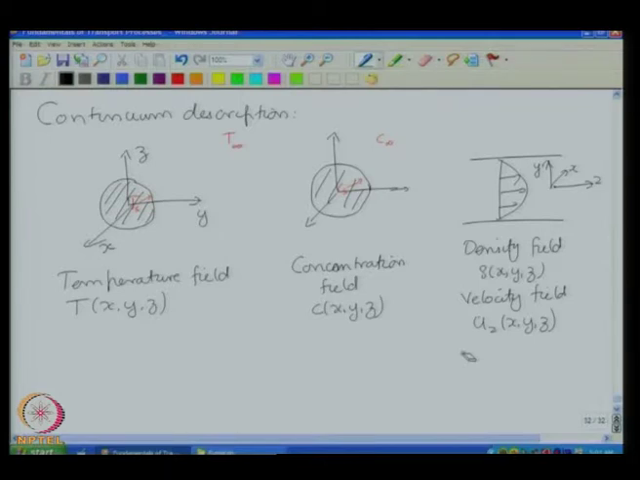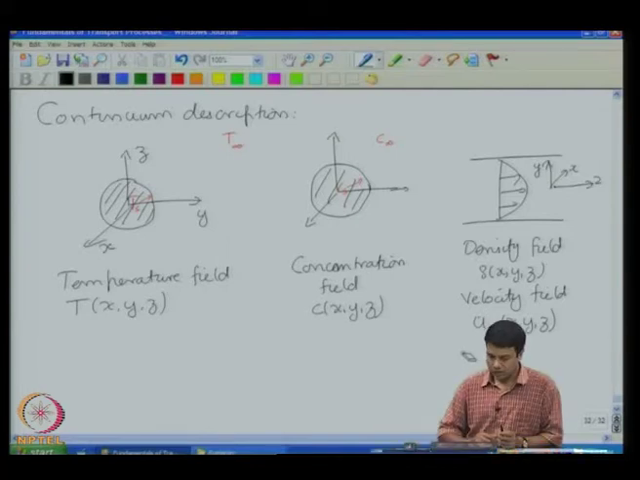Okay. So, density is a function of x, y and z, and each component of the velocity is also a function of x, y and z. Okay. A function, first thing, it is a single valued function. That means that at a single point in space you can have only one value for that function. So, at a fixed point in space you can have only one value for the temperature, one value for the concentration, one value for the density, one value for the velocity. Okay. So, that is the meaning of a function.